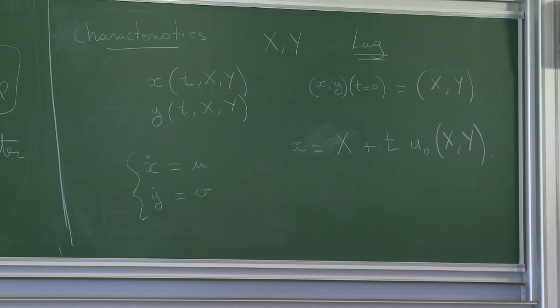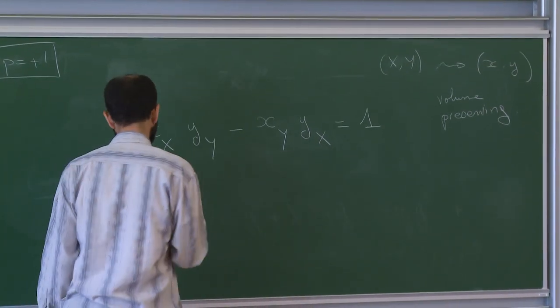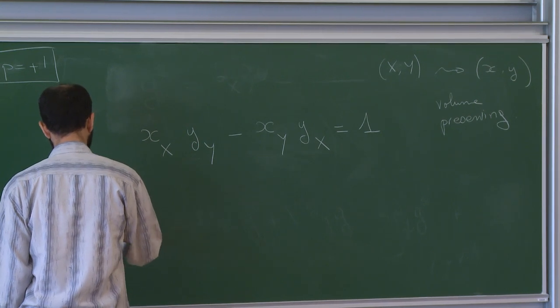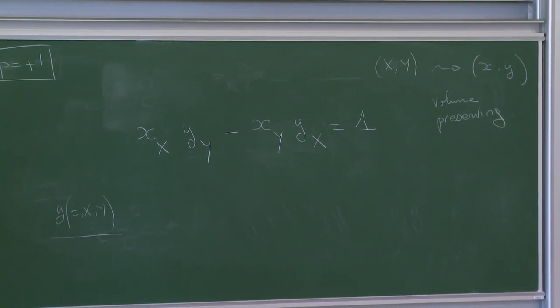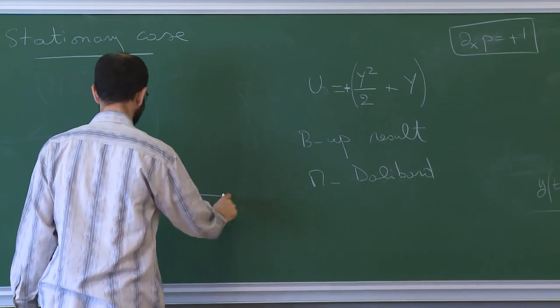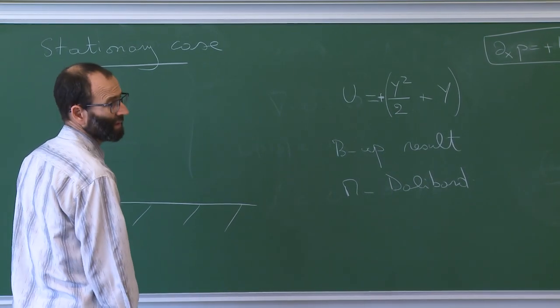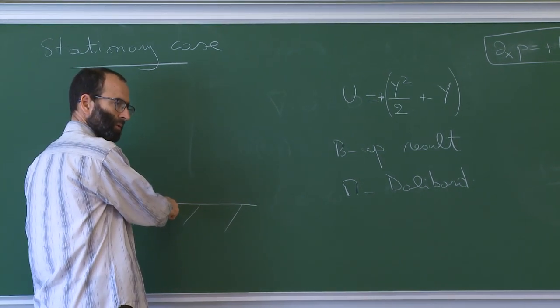Okay. Now, how can we solve this equation now? I want to find y. At the end, I need to find y of t, X, Y. This is what I am after. I need to find this quantity. Of course, now this problem we are solving in the half space, right? And on the boundary, v is zero.